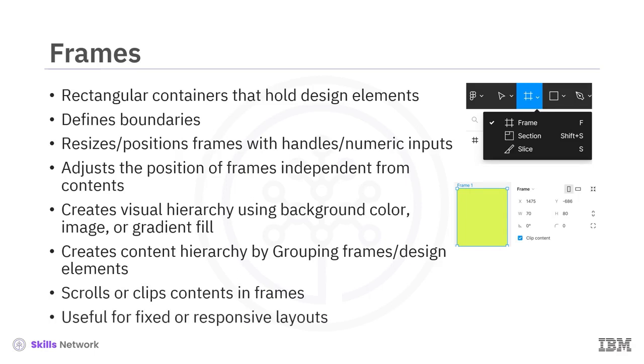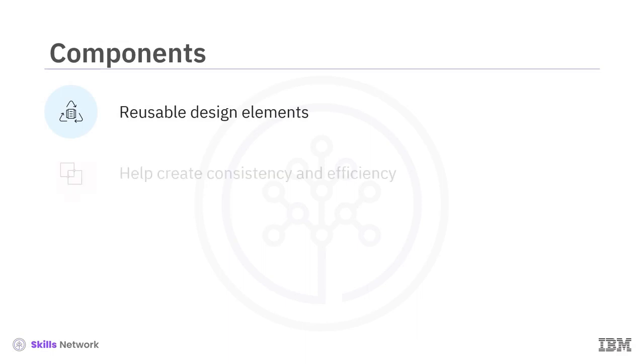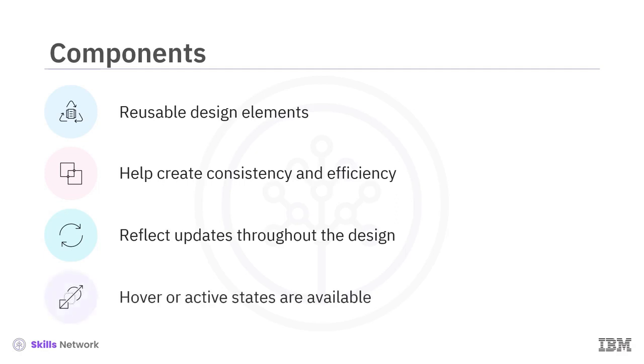The following core feature of Figma is components, which are reusable design elements. They can be used across different frames and designs, making it easy to create consistent designs efficiently. When updating a component, all instances of that component throughout the design will be updated as well, ensuring consistency and saving time. Components can have different states, such as hover or active, which you can apply to all component instances.